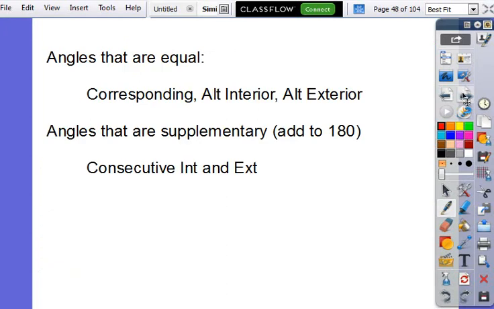All right. Make sure you know this. The ones that are equal are corresponding, alternate interior, alternate exterior. Supplementary, add up to be 180, are the consecutive ones.